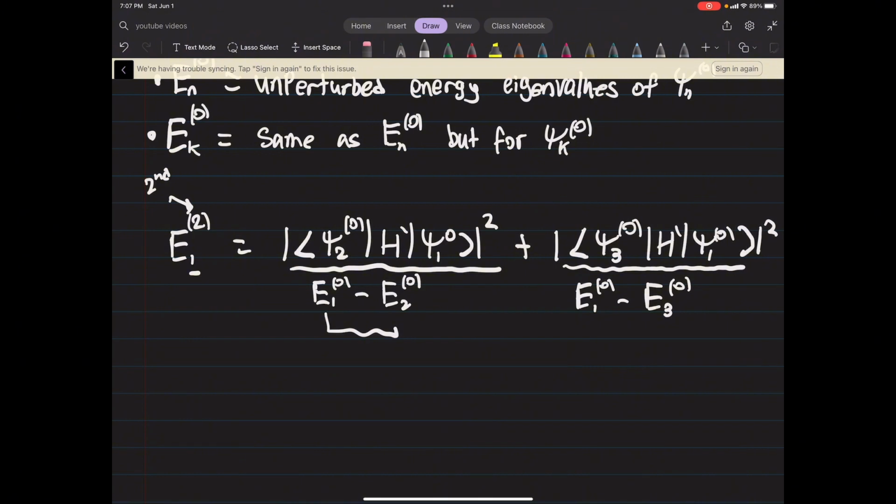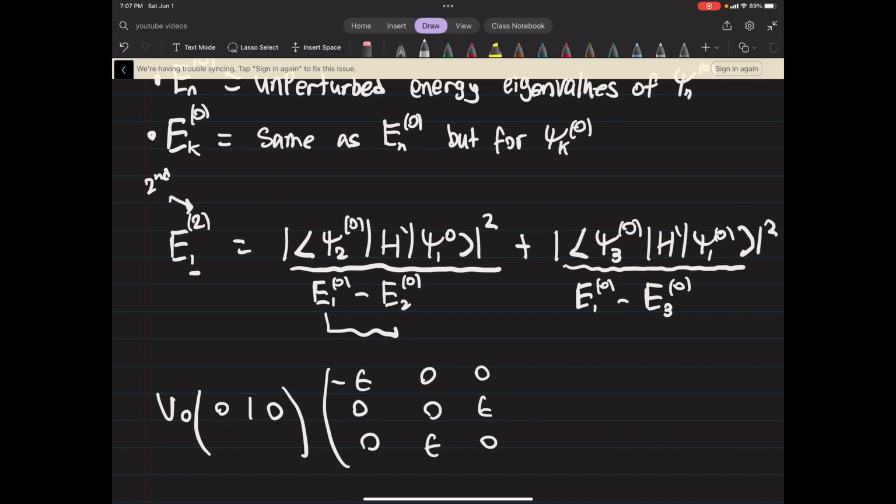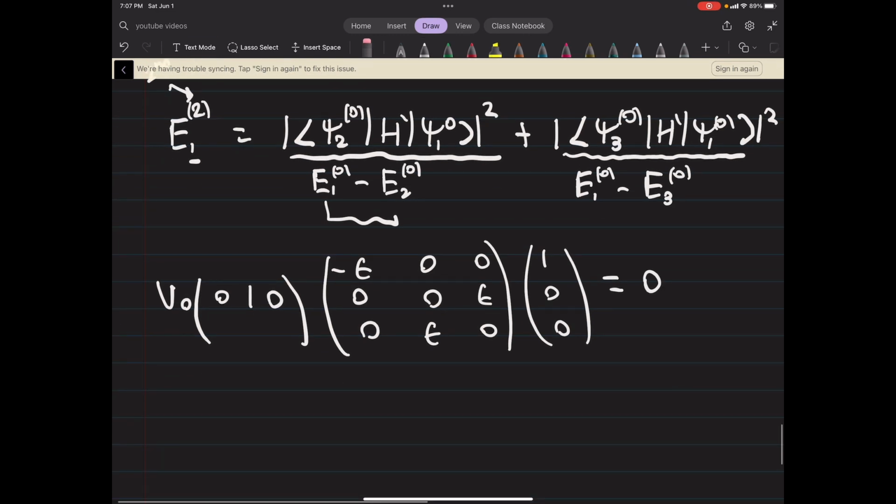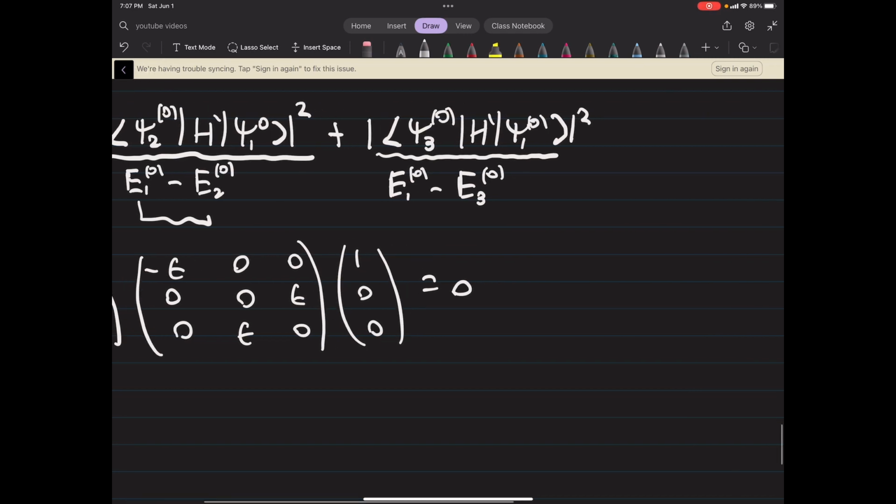Okay, so let's start with the first one. We have V naught times the vector 0, 1, 0, times the matrix minus epsilon, 0, 0, 0, 0, epsilon, 0, epsilon, 0, so times this matrix and this vector. And hopefully you'll have 0 everywhere but that top part, which when you multiply it by the other matrix sheet, that'll be 0. So that is just one of the terms. We have 2. Well, we'll just do this.